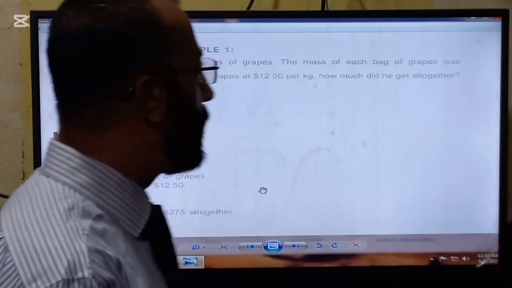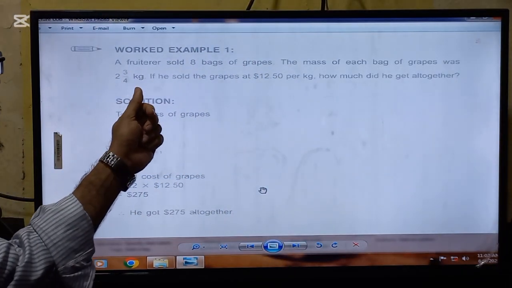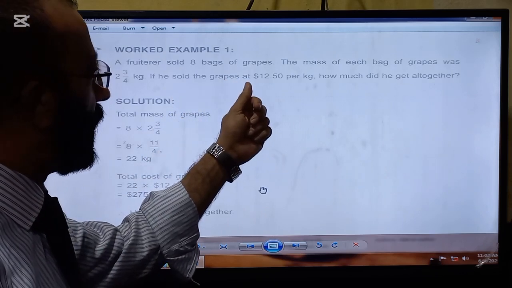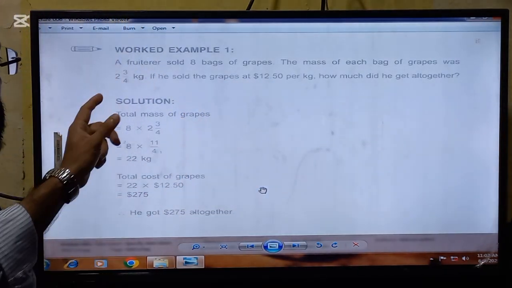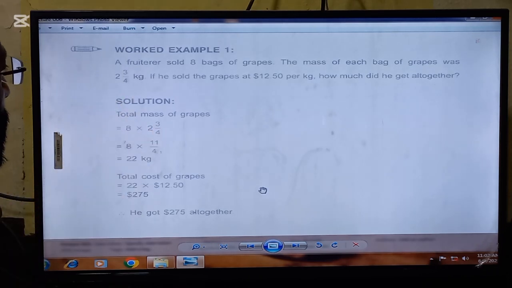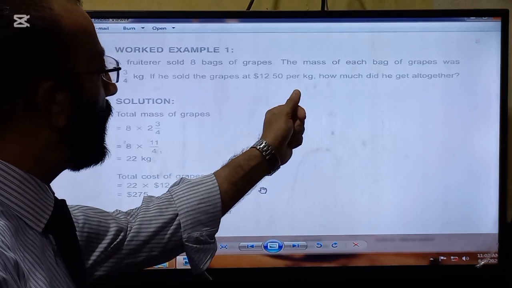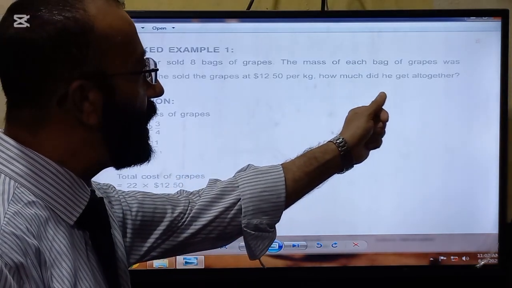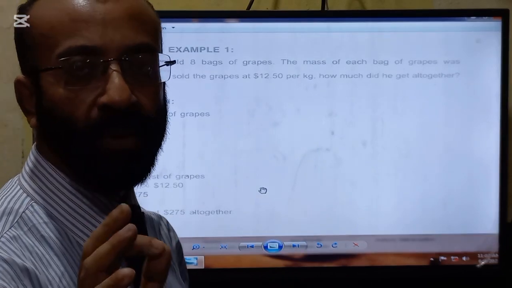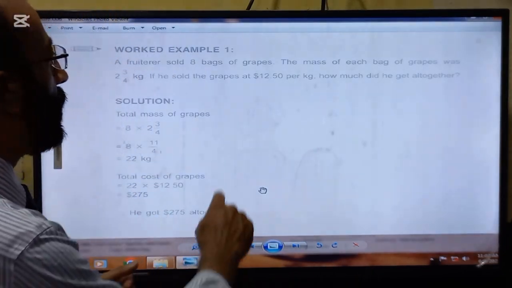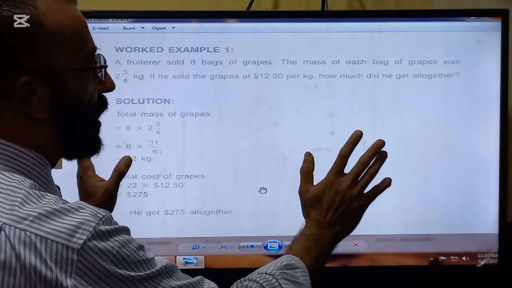Here is another example. The statement of the question is: a fruiterer sold 8 bags of grapes. The mass of each bag of grapes was 2 whole number 3 by 4 kg. If he sold the grapes at $12.50 per kg, how much did he get altogether? Here, a small technique will be used in this question as well. So the price per kg is given, but the total kgs are not given.